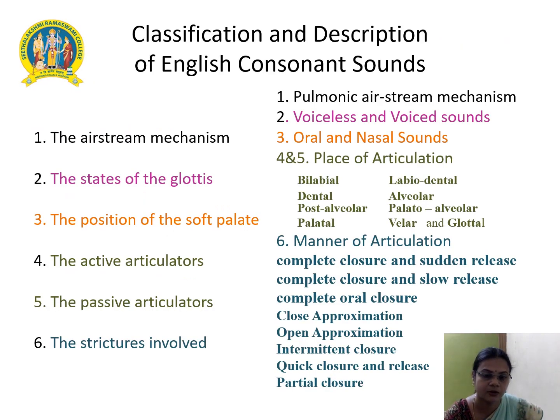Dear students, I hope you have understood the classification and description of English consonant sounds under 6 criteria. The airstream mechanism is just pulmonic airstream mechanism. The states of the glottis include voiceless and voiced sounds. The position of the soft palate is all about oral and nasal sounds. The active and the passive articulators involve the place of articulation, and the strictures decide the manner of articulation.